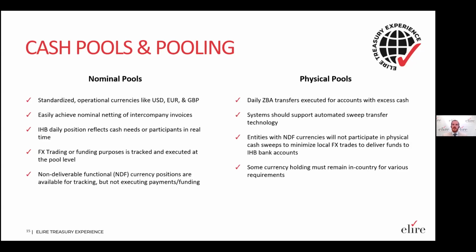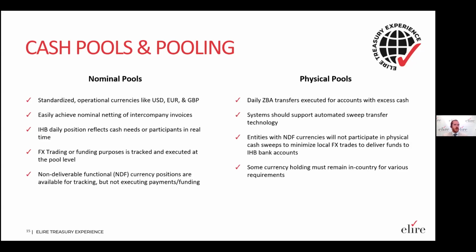Physical pools are really what we think of in terms of our daily ZBA transfers being executed to move cash to a central disbursement account or an account with higher earnings credits for a banking organization that may offer that. It allows us to standardize the physical movement of funds to accounts that are specific to banking needs, our banking partners, and material like that. So the physical pools are actually constituting that direct movement of funds.